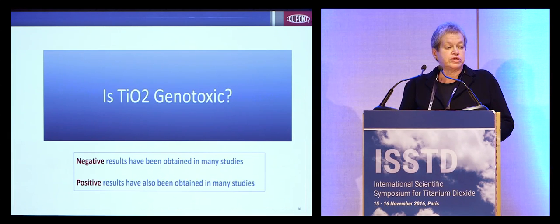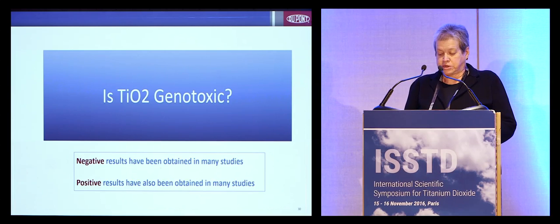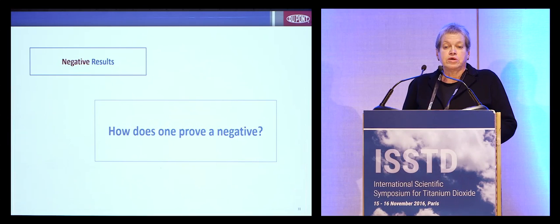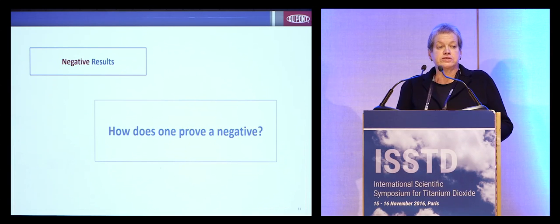So, is TiO2 genotoxic or not? There have been negative results in many studies. There have been positive results in many studies. Negative results. How does one prove a negative? It's starting to be harder and harder. It was a little bit discussed earlier. I do believe you can prove a negative. I think you can prove a negative by proving that it is not positive and clearly showing it. What we have run into recently is that even though we think it's a clear negative, we get responses from agencies saying, yeah, but we don't really think so.